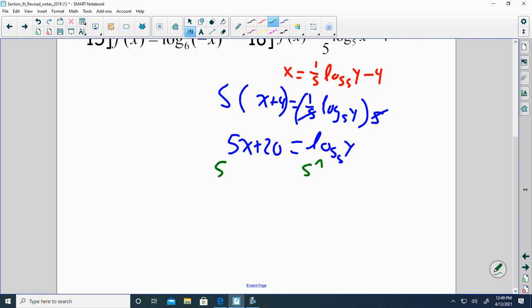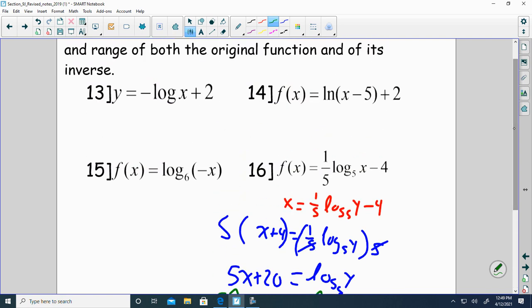5 raised to the 5x plus 20. So I get 5 to the 5x plus 20 as an exponent is equal to y. That's the inverse. Yeah, we're good. Any of those others you wanted to see? We're good. I didn't find the domain and range. Apologize.